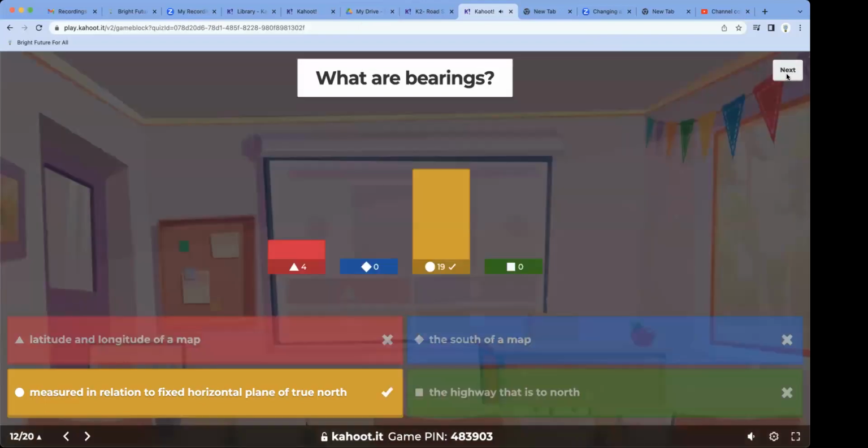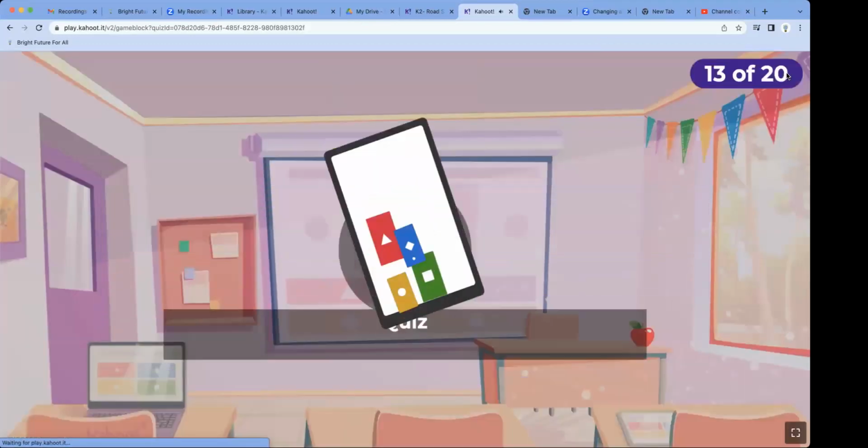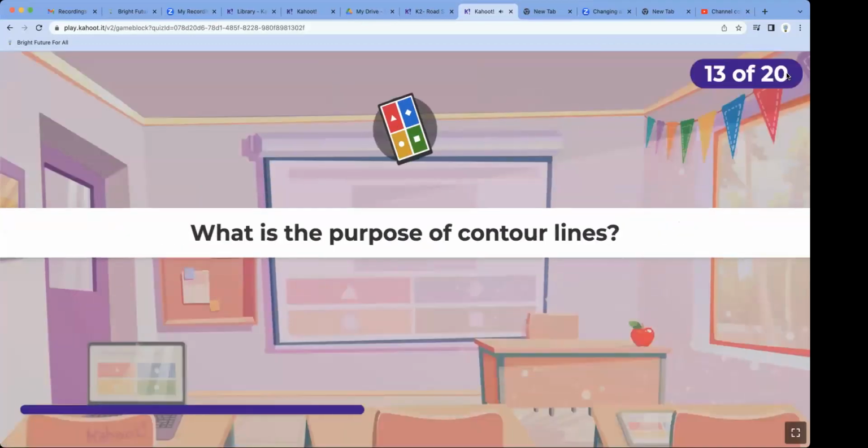Yeah, so these ones are measured in relation to fixed horizontal plane of true north. They're like the opposite of azimuths. But yeah. The next one, okay, yeah, this one's fine.